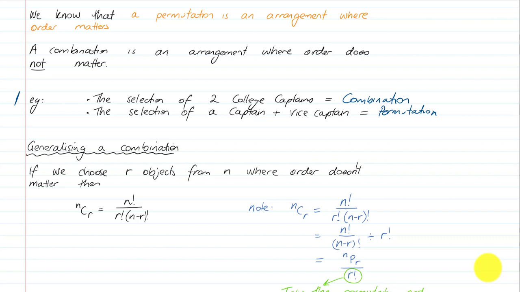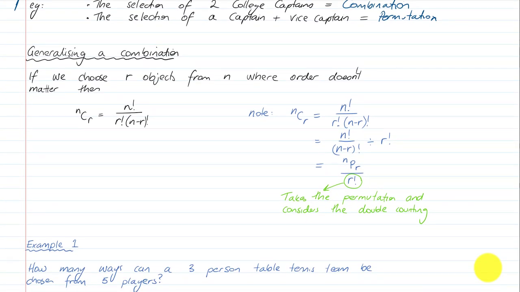So first of all, generalizing a combination. If we choose R objects from N, where order doesn't matter, well, then this is called NCR. And that's what we're referring to. So NCR is N choose R. Now, the C is not really for choose, it's for combinations. It's a bit like the P is not for pick, it's for permutation, but it is a nice way of saying it. N choose R, and it's N factorial over R factorial, N minus R factorial.